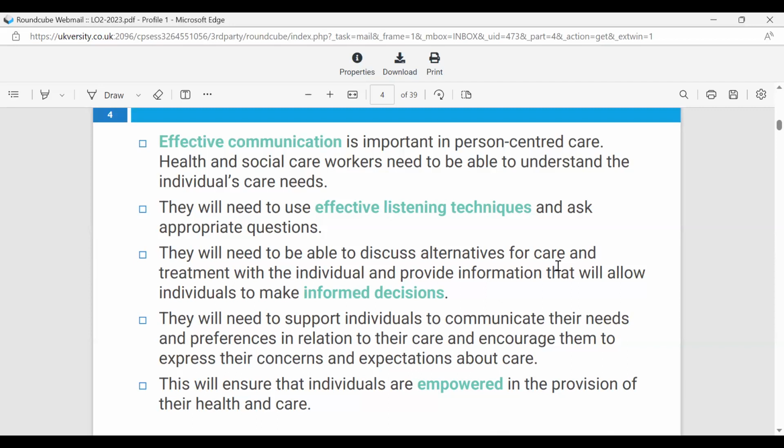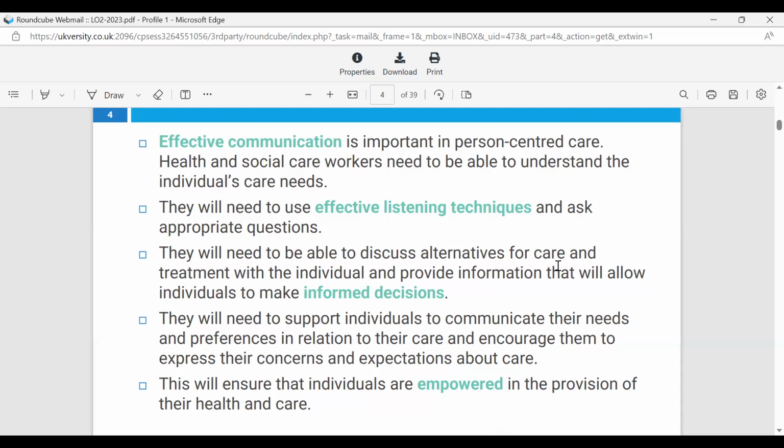Yeah. And you need to make sure that the person you're talking to is feeling comfortable with you and able to identify what their needs are. Because if you're not listening and you're talking to other people, you're not really listening to the patient or the individual, are you? So you need to be listening actively.